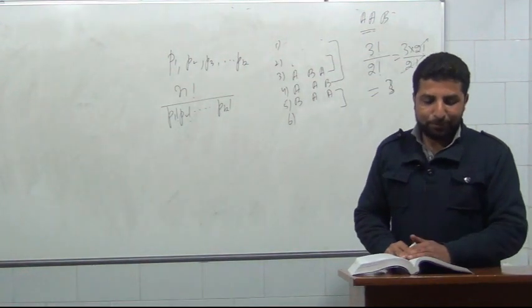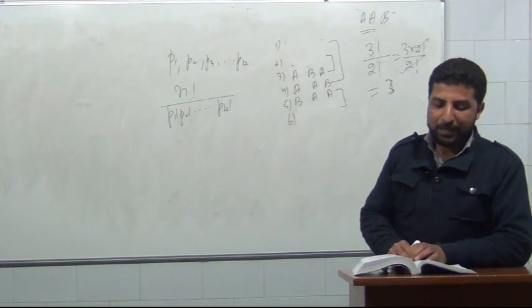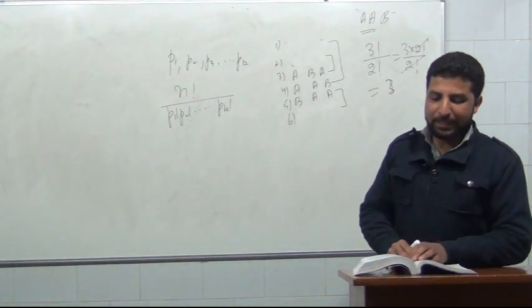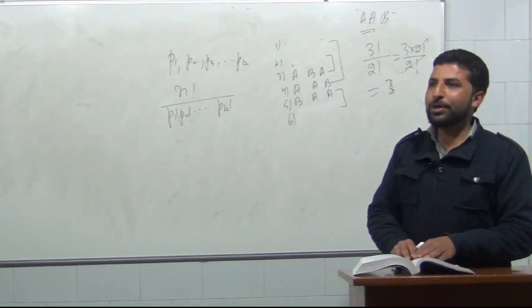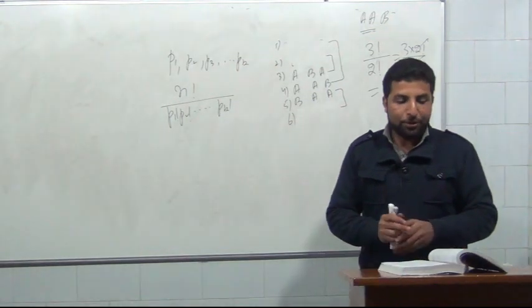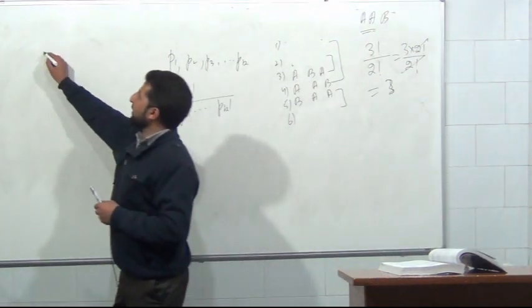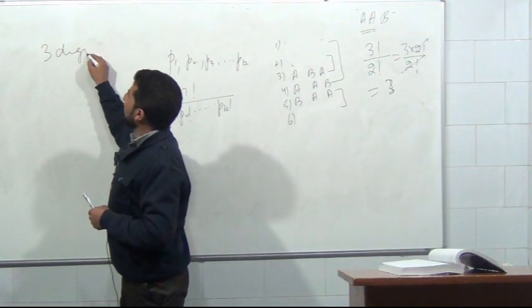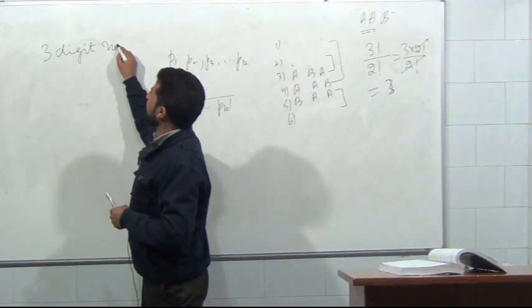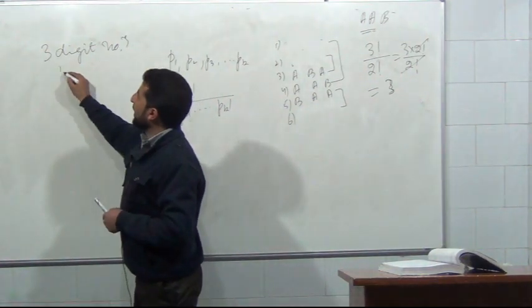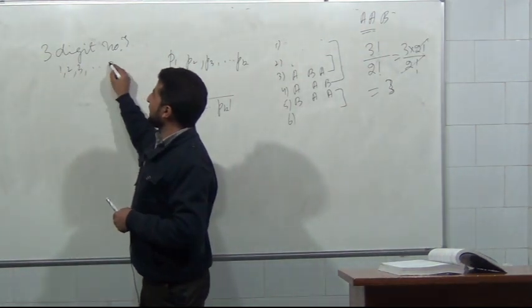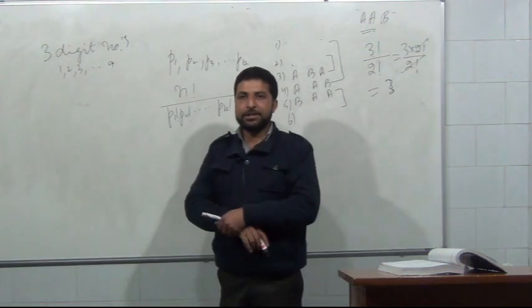It is exercise 7.3. How many 3-digit numbers can be formed by using the digits 1 to 9 if no digit is repeated? That means you have to construct 3-digit numbers from 1, 2, 3 up to 9, and no digit is repeated.